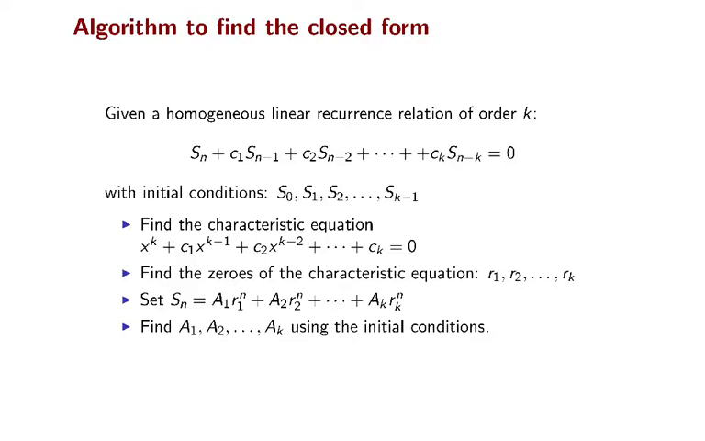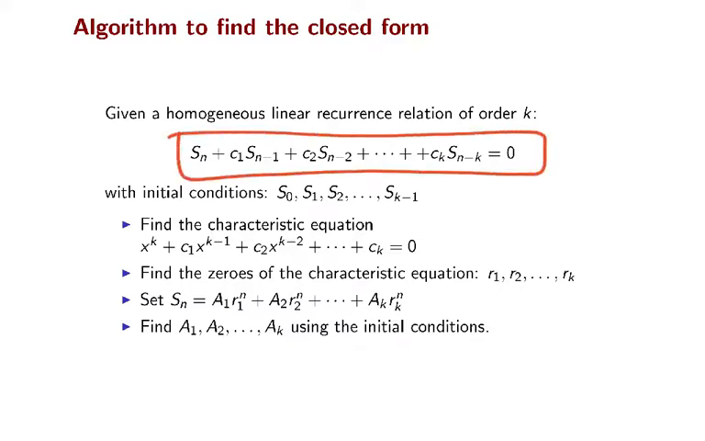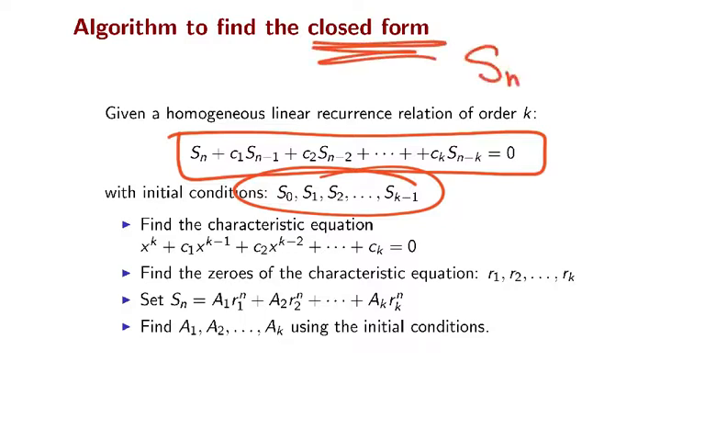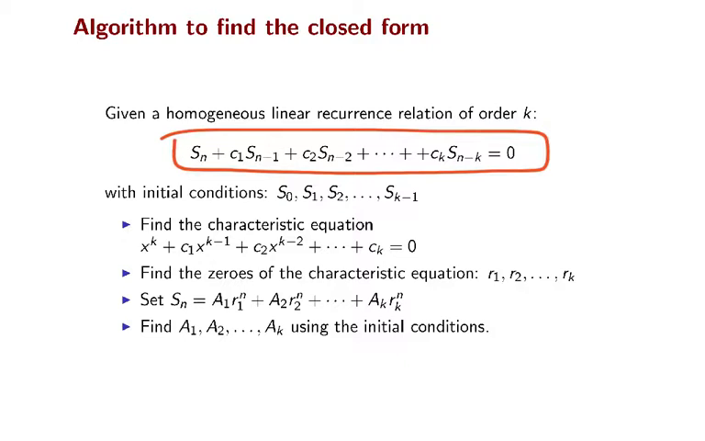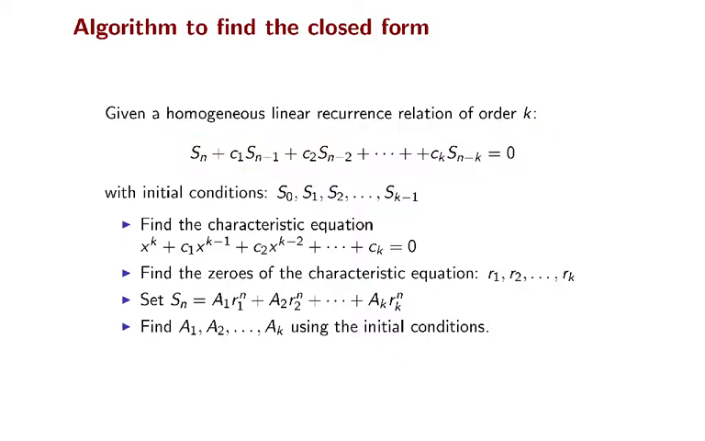Now let us see what the whole algorithm is to find a closed form given a homogeneous linear recurrence relation of order k with k initial conditions. So the idea is, given the relation with the initial conditions, we have to find a closed form. Remember, the closed form is Sn equals an explicit definition of Sn, not in terms of previous terms, as in a recurrence relation, but in a direct way.